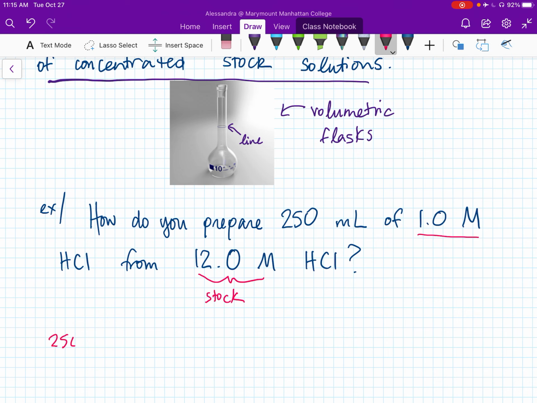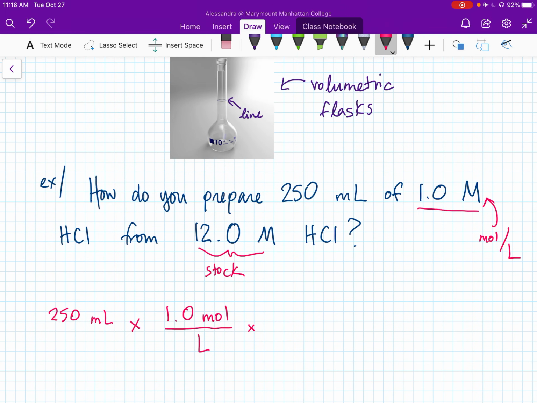We have 250 milliliters of 1 molar solution. So I'm turning that "of" into a multiplication sign. Molar, of course, stands for mole per liter. So that big M can also be expressed as moles per liter. And this is going to give me how many moles of HCl I have in the desired solution.